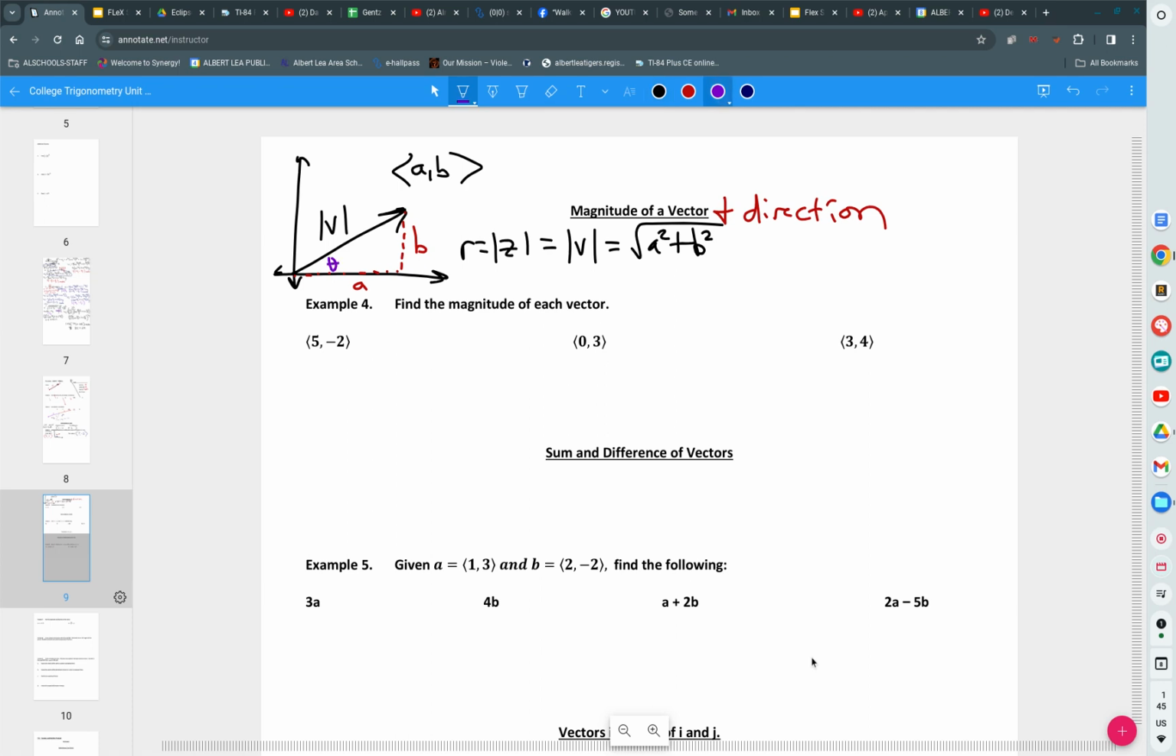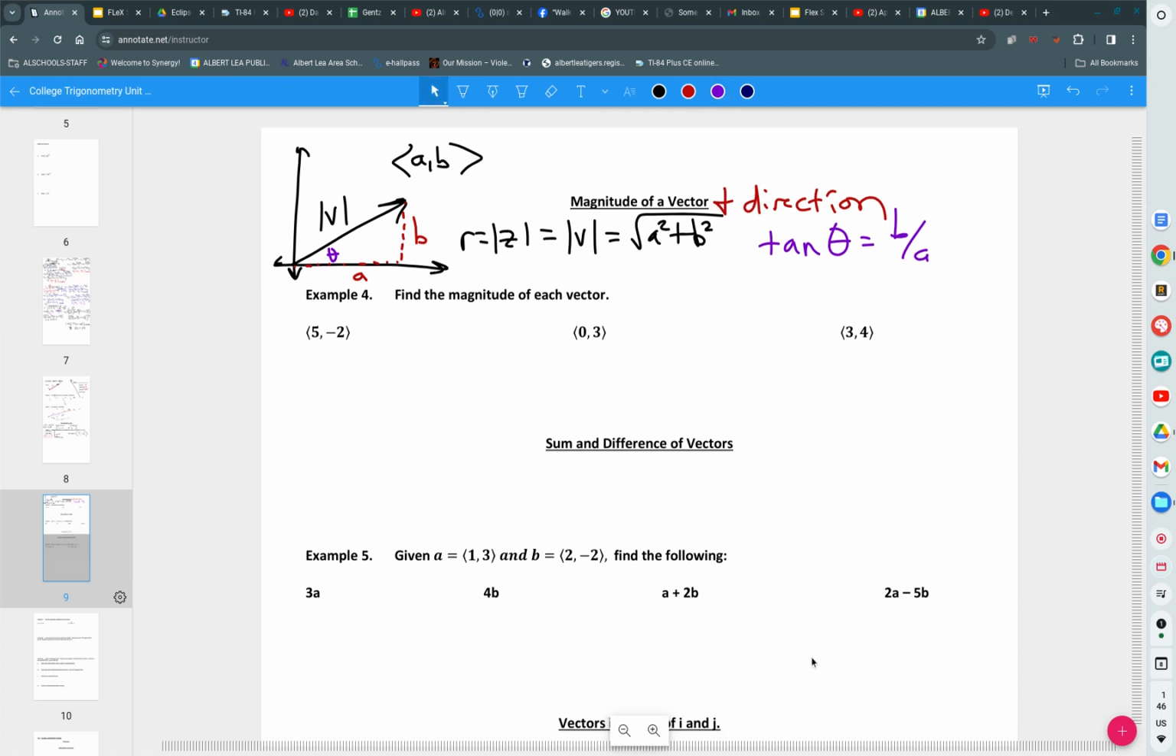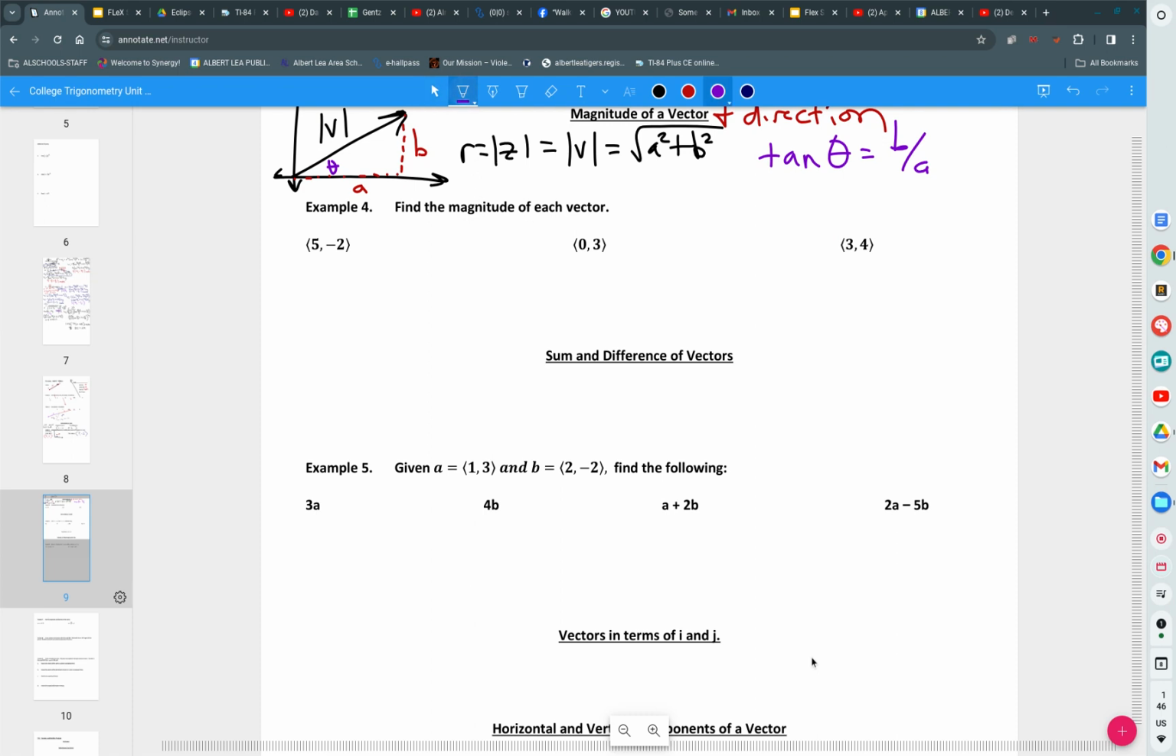So we have theta right there. Anybody think of a trig formula I would use to figure out theta? Hint, you've done it before. Tangent of theta is equal to B value divided by A value. Find the magnitude of each vector and the direction. So this is kind of example number 1 of what you're going to have to be able to do come time of the test. We have the vector 5, negative 2.